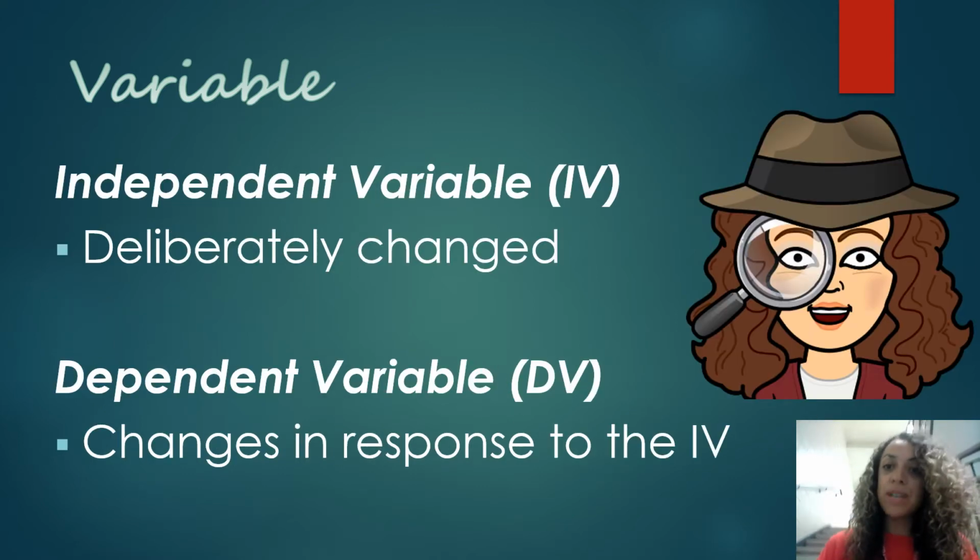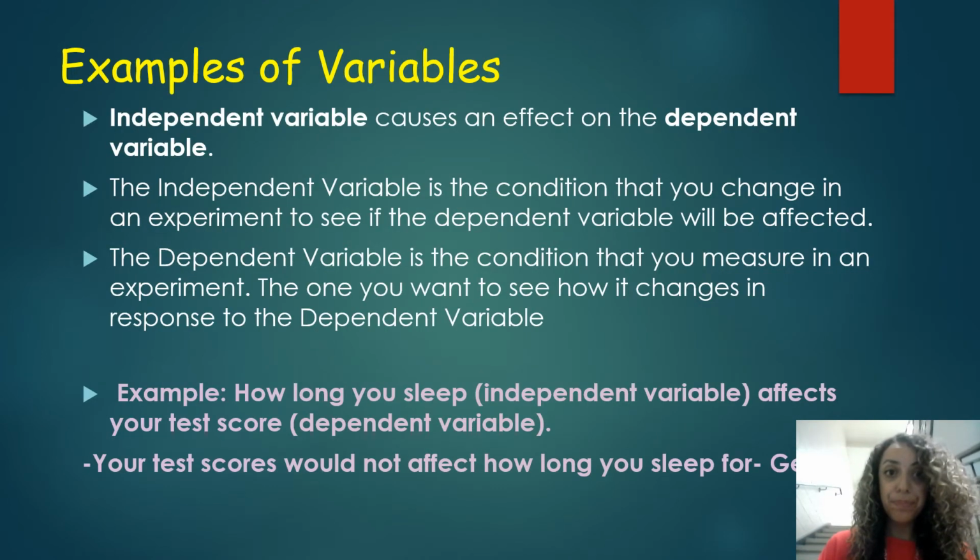The independent variable is the variable in the experiment that you are actually deliberately changing. So you are controlling this variable. You are changing it in some way. The dependent variable is the other variable that you want to see if it's affected by the independent variable. So it changes in response to the independent variable. The independent variable causes an effect on the dependent variable. It's the condition that you change in an experiment to see if the dependent variable will be affected. The dependent variable is the condition that you measure in an experiment, the one you want to see how it changes in response to the independent variable.